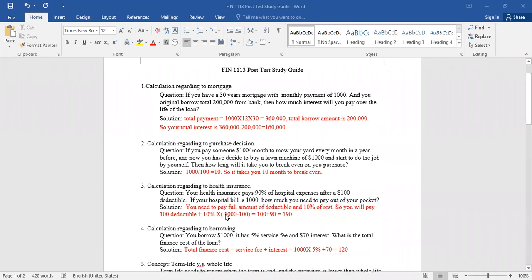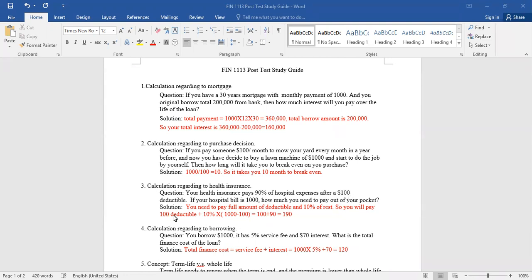All right, the next one is the calculation regarding health insurance. Here, assume your insurance pays 90% after you meet a $100 deductible. In that case, you have to pay the first $100 first, and for the rest of the money the insurance is going to pay 90%. So the question is, if the hospital bill is $1,000, how much you need to pay out of your pocket? Remember, the first $100 you pay out of your pocket 100%.